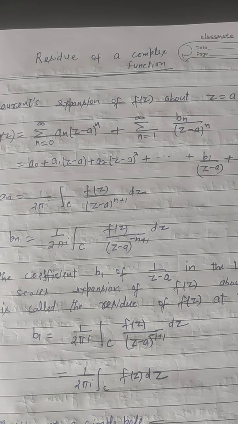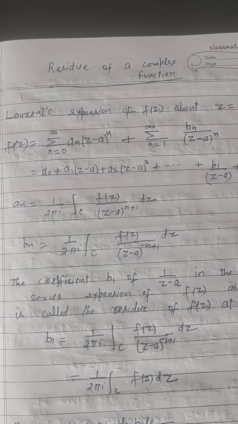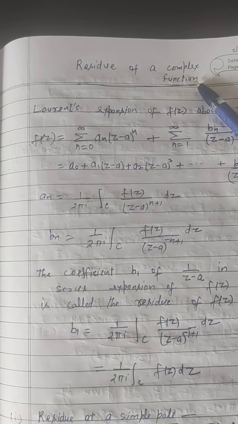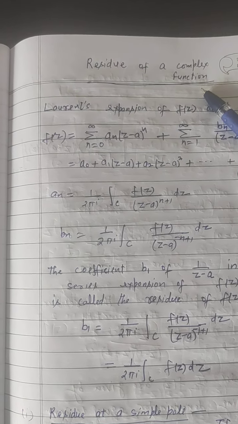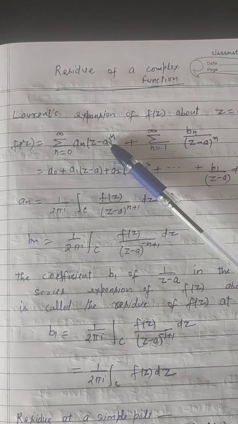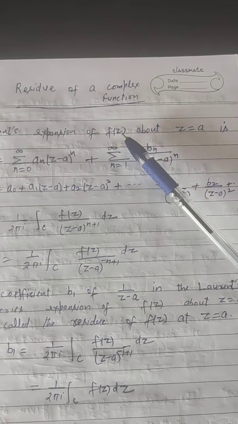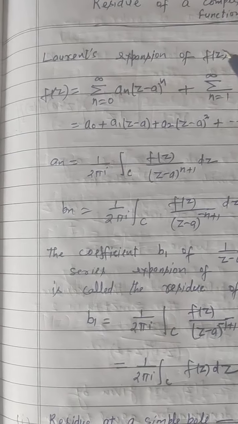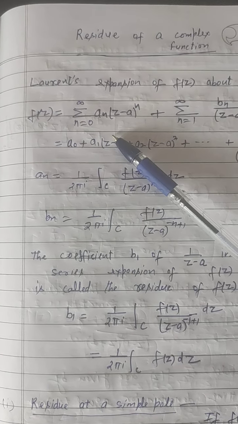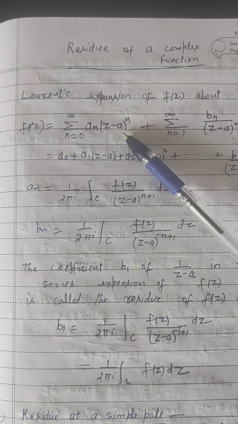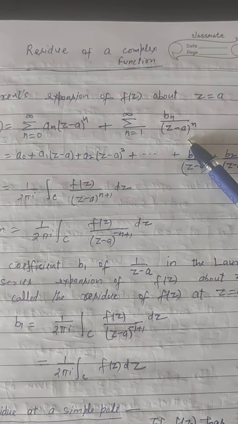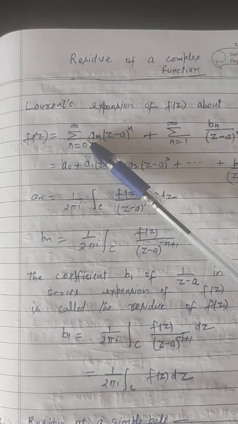Dear students, now we discuss how we find the residue of a complex function. First, what is residue? Before starting residue, we come to Laurent series expansion. The Laurent series expansion of f(z) about the point z = a is f(z) = sigma n = 0 to infinity a_n (z - a)^n + sigma n = 1 to infinity b_n by (z - a)^n.